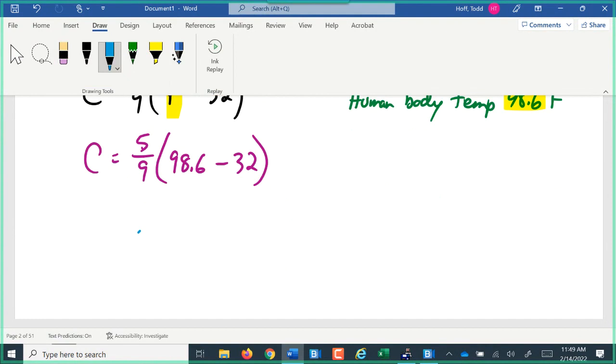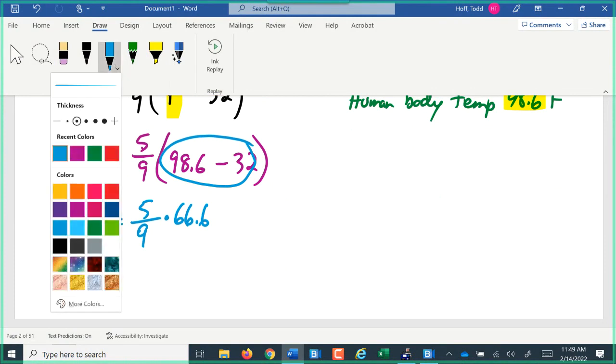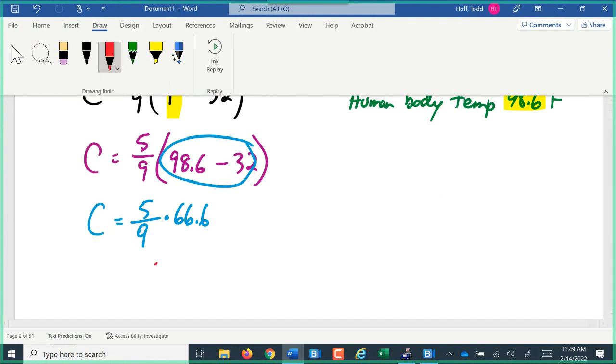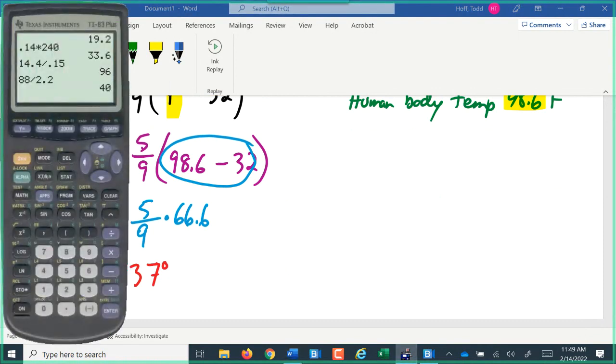Now, once again, it's order of operations. We have parentheses, so we'll do the 98.6 minus the 32, which is 66.6. Now we've reduced the parentheses to a single number, so I can take it out. Remember that parentheses represent multiplication, so it is 5/9 times 66.6. If we multiply that out, we get 37 degrees Celsius. On your calculator, if you don't have a fraction calculator, just do 5 divided by 9, then times 66.6. We got 37.